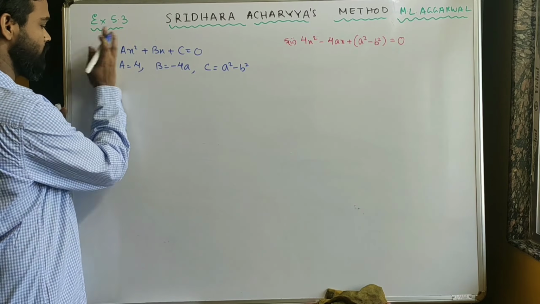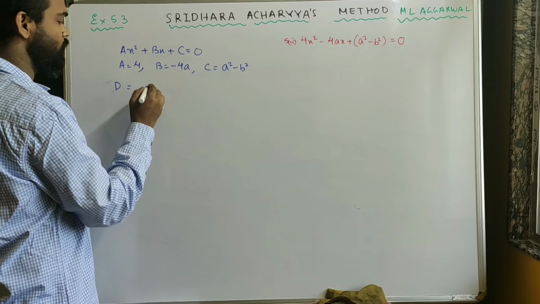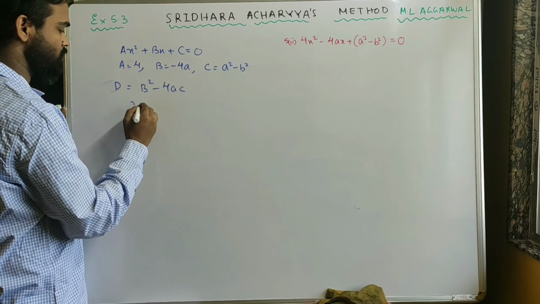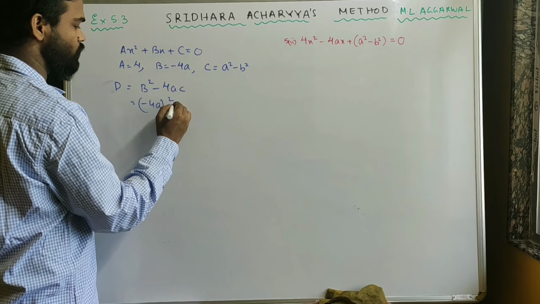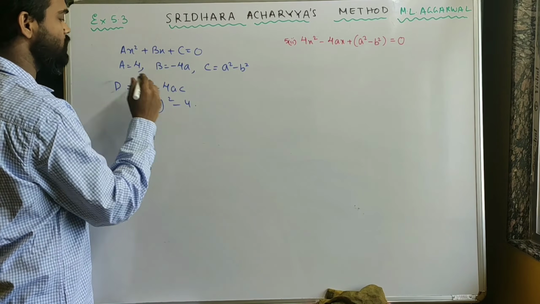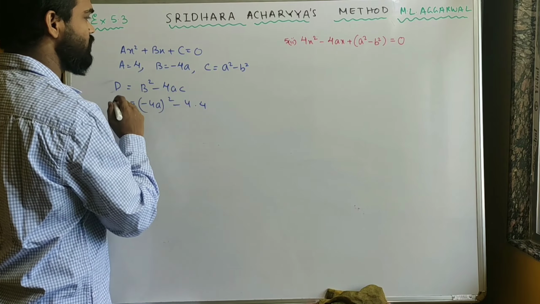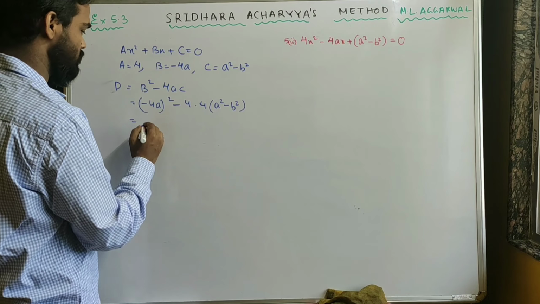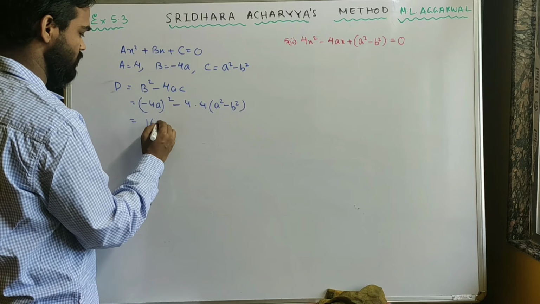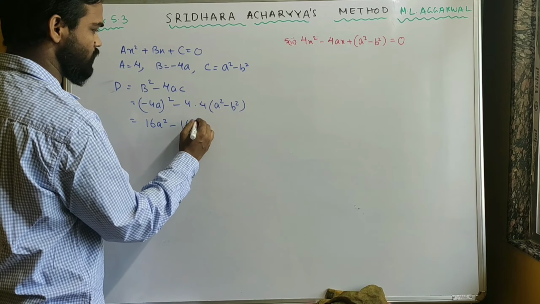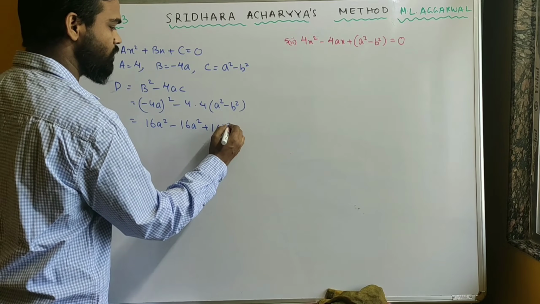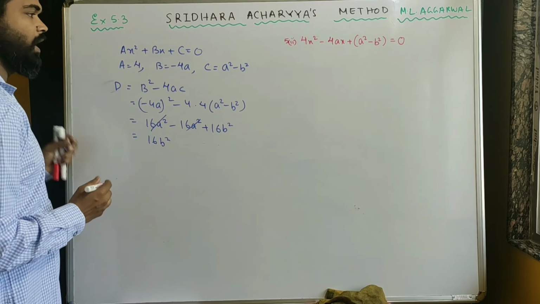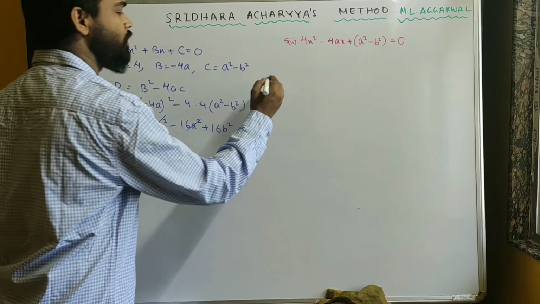Okay, D, which is equal to b square minus 4ac. Just solve it. This is minus 4a whole square minus 4 times, a is what? 4. And c is what? A square minus b square. So this is 16a square minus, this is 16a square plus 16b square, which is equal to 16b square. Done. Now we'll use the formula.